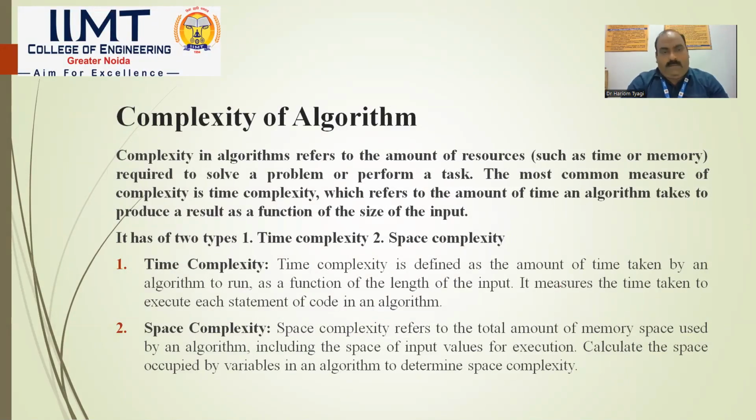Now the time complexity is defined as the amount of time taken by an algorithm to run as a function of the length of the input. It depends on the input also. It measures the time taken to execute each statement of code in an algorithm. Space complexity refers to the total amount of memory space used in an algorithm, including the space of input values for execution. Calculate the space occupied by variables in an algorithm to determine space complexity. Time complexity means how much time is taken by an algorithm, and space complexity means how much space is taken by it.